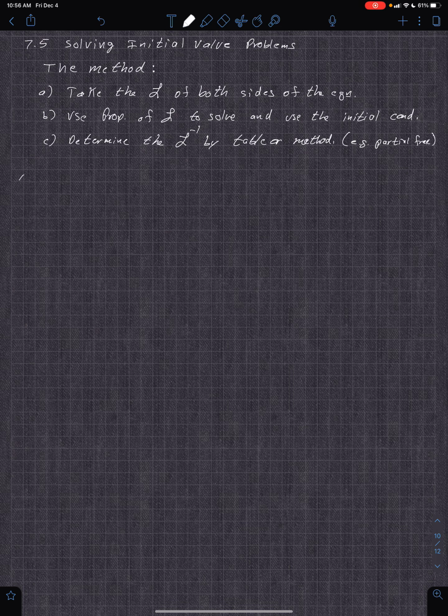Okay, so let's look at an example. So solve y double prime minus 2y prime plus 5y equal to negative 8 e to the negative t. And then it's given that y of 0 is equal to 2 and y prime of 0 is equal to 12. Why they have to make it difficult with 12, I don't know, but that's what the question was.